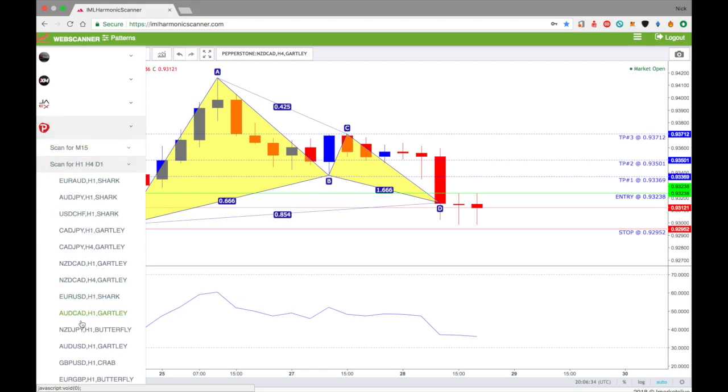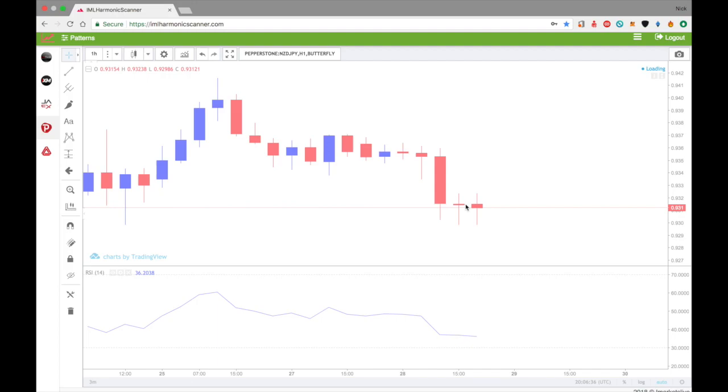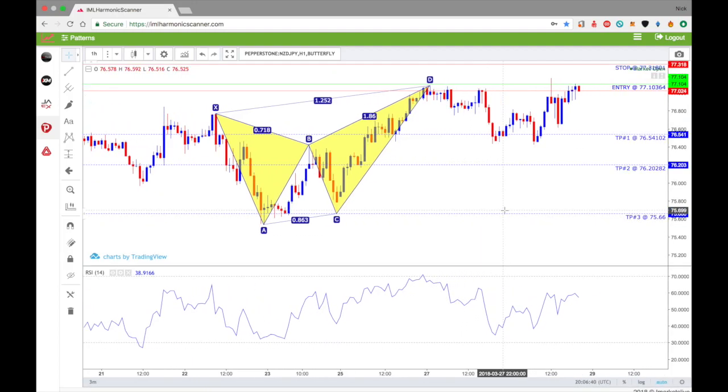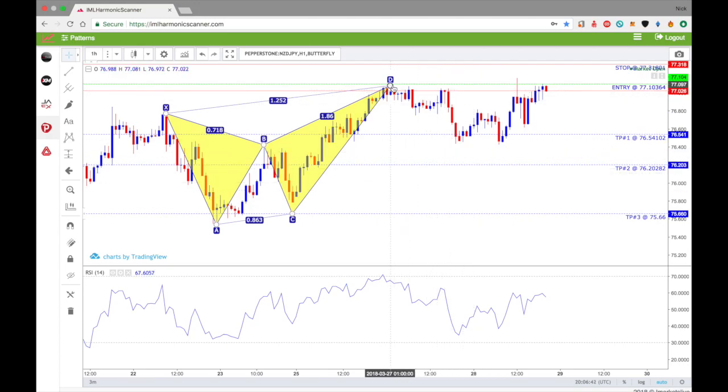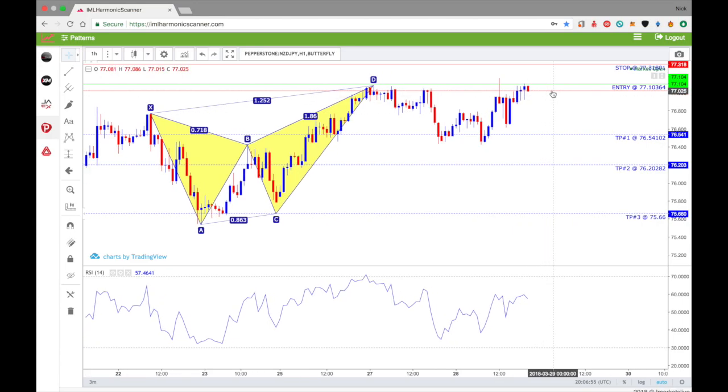Let me see, NZD JPY. Okay, so they called it again. This would again be a market execution if you had entered it right over here. It hit take profit once, so if you did that already, you would have made money. I would not really say enter it again. It would be a risk that's not on the scanner anymore. It would be a risk on you if you took that trade.